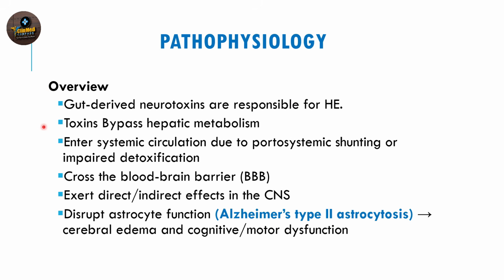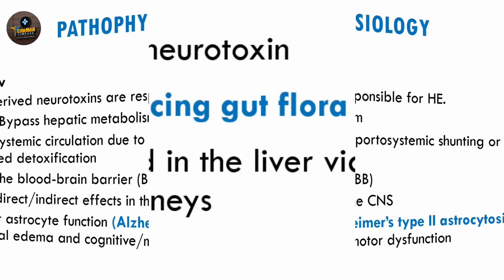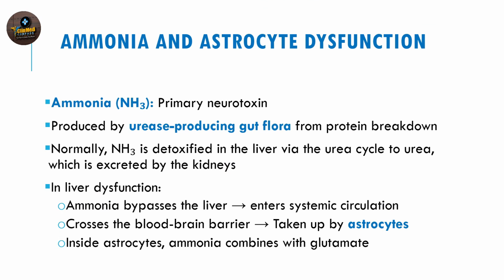These toxins bypass liver metabolism due to liver failure or portosystemic shunting. They enter the systemic circulation, then they cross the blood-brain barrier. Within the CNS, they are taken up by astrocytes and they disrupt astrocyte function. This leads to cerebral edema and neurologic symptoms. These changes that occur in the astrocyte are the histologic hallmark of hepatic encephalopathy, and this is referred to as Alzheimer's type 2 astrocytosis.